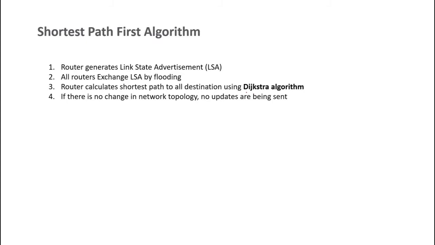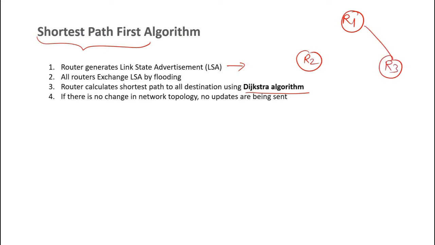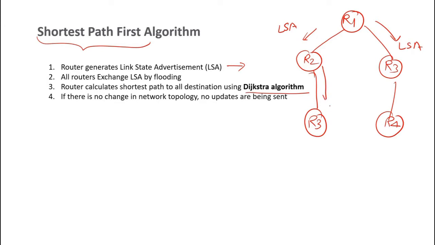So it uses Dijkstra's algorithm, and we also sometimes call it the shortest path first algorithm. The router first generates link state advertisements, LSAs. Suppose our routers are connected like this. The router generates the link state advertisement, describing how it is sending you the information of its links. Suppose router 1 is sending information to router 2, so an LSA is sent like this. Router 2 will send that LSA information to router 3, and R3, whatever it has received from R1, will send it to R4.